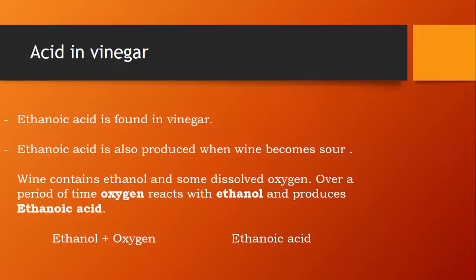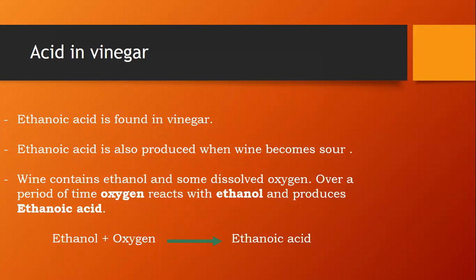The wine contains something called ethanol. This ethanol is going to react with the dissolved oxygen over a long period of time, and is going to produce ethanoic acid. So where can I find the ethanoic acid? First of all, ethanoic acid is found in the vinegar. And second, we can also find it in the wine, which contains ethanol, and over a long period of time it reacts with the oxygen, forming ethanoic acid.